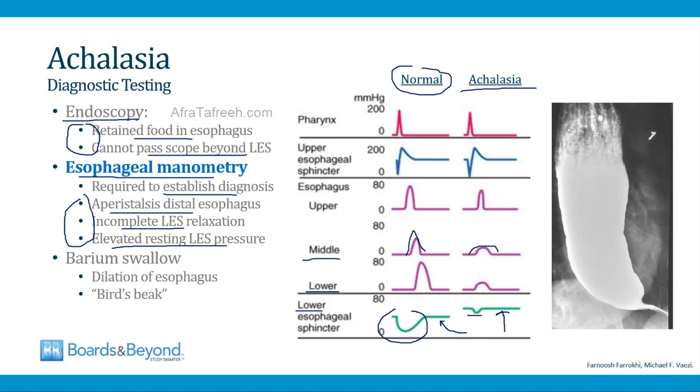An alternative to manometry is a barium swallow. It will show dilation of the esophagus, and the classic finding is called the bird's beak. This is a picture of this shown on the screen here. You've got narrowing of the distal esophagus and the lower esophageal sphincter from achalasia, and then upstream of that you have dilation of the esophagus, and that's the bird's beak finding.